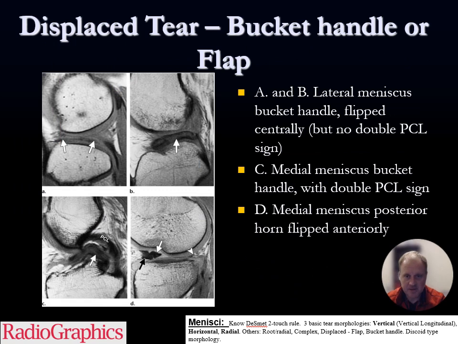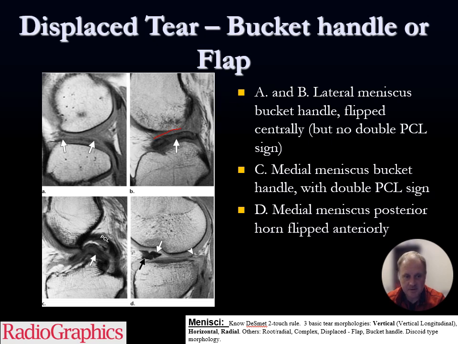Some more examples of bucket handle or flap tears. Now these are different cases here. At least A and B is a lateral meniscus bucket handle, which is flipped centrally. So you always have to scroll on these, and especially I would say on both the coronal and sagittal images, really to just appreciate how the donor site comes from this place, and you can see how it's flipped to where it's flipped, and then you can reunite it coming back across as you go through your images.